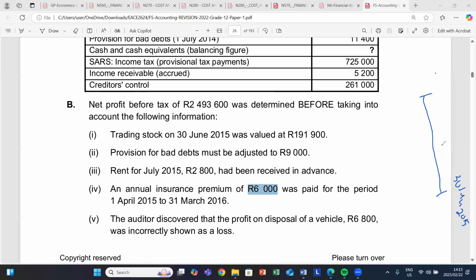What about for insurance? From April to... April when? March. Specify the year. Specify when. April 2015. On the 1st of April.